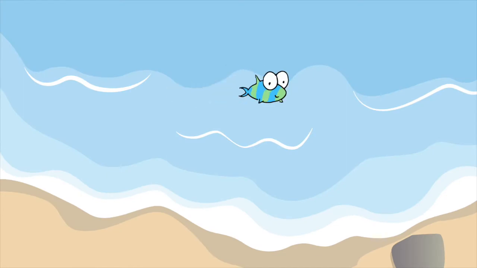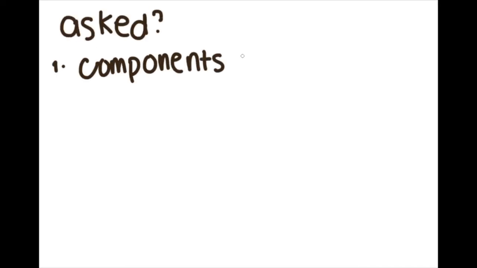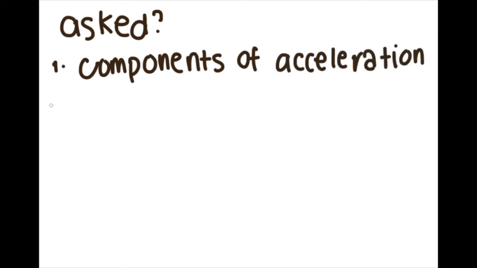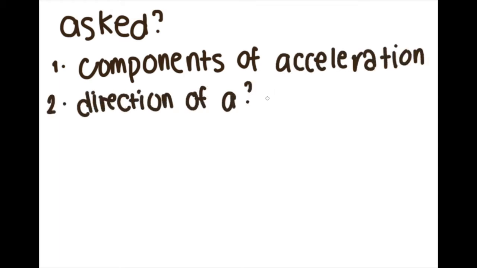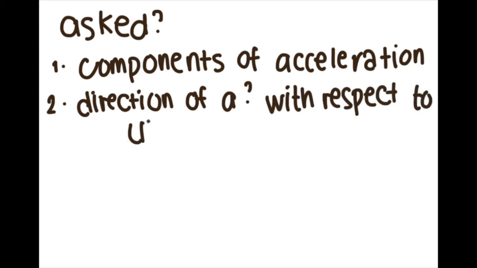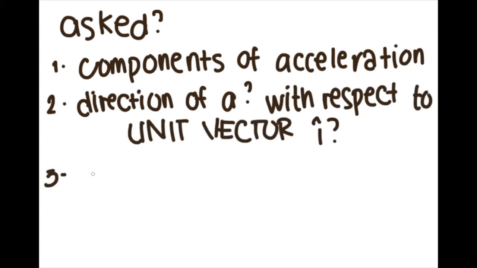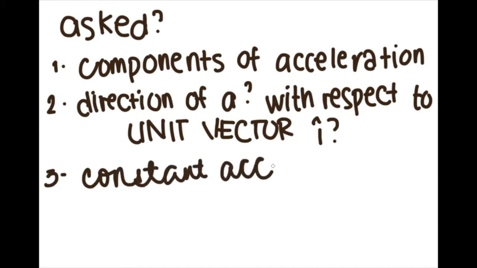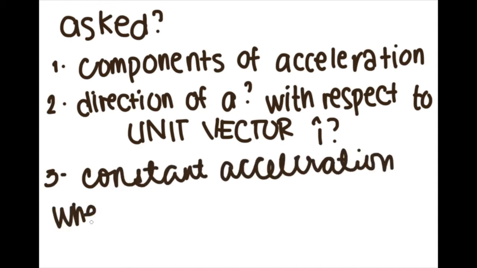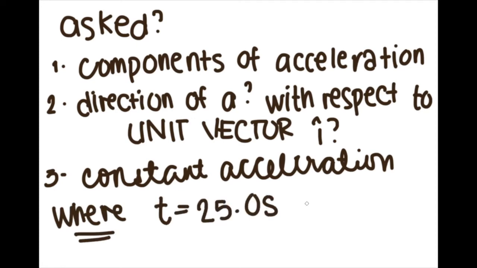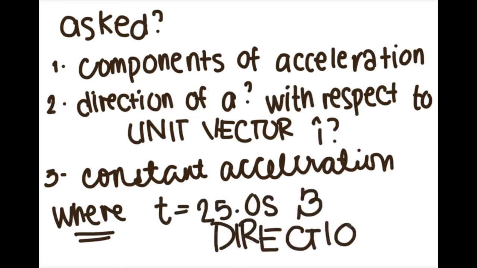After, our adventurous fish swam with a constant acceleration for a full 20 seconds, reaching a velocity of 20.0 i hat minus 5 j hat. The challenging mission given to us is, first, to solve for the components of the acceleration. The second one, what is the direction of the acceleration with respect to the unit vector i hat? And the third one would be, if the fish maintains constant acceleration, where would it be when the time is 25 seconds and in what direction would it be moving?